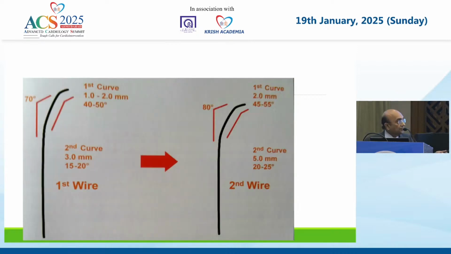So here again, the first wire has a smaller angle, and the second wire has to have a little bigger angle because it has to re-enter and enter into the true lumen. The secondary angle also is a little bigger, and the second wire should be stronger.